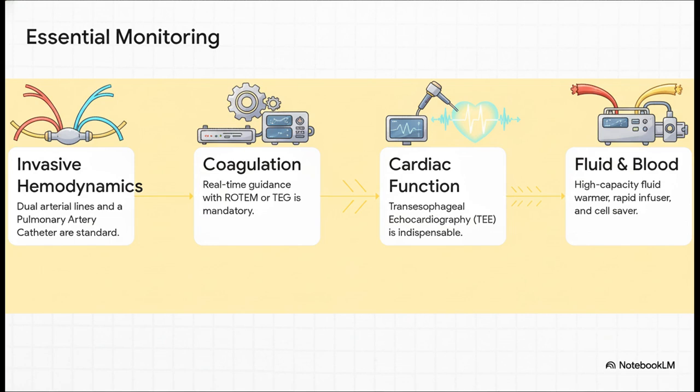First things first, monitoring. This is a situation where more is more. You need to build a complete, real-time, 360-degree view of the patient's physiology. We're talking dual arterial lines, one radial, one femoral, because things can go wrong. A PA catheter is essential for tracking cardiac output, filling pressures, and vascular resistance. TEE becomes our eye on the heart, giving us direct visualization of volume status and contractility.